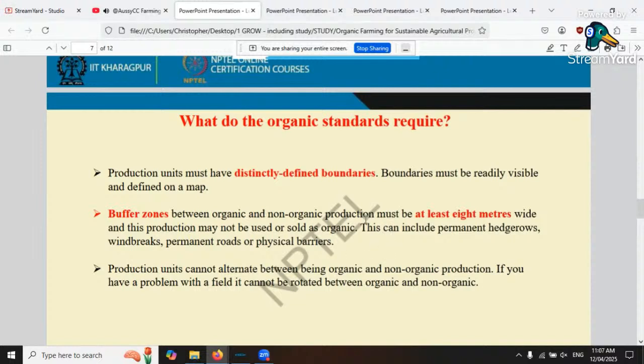This can include permanent hedgerows, windbreaks, permanent roads, or physical barriers. Production units cannot alternate between organic and non-organic production. If you have a problem with the field, it cannot be rotated between organic and non-organic.